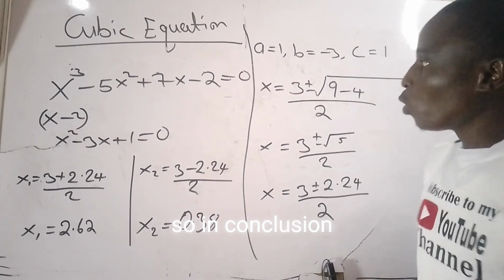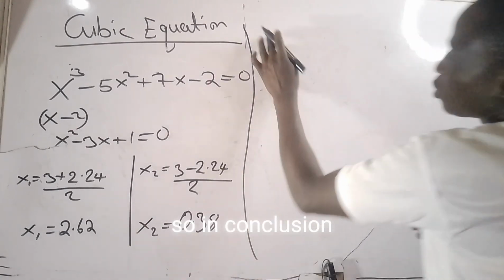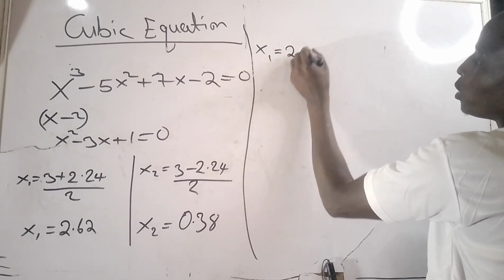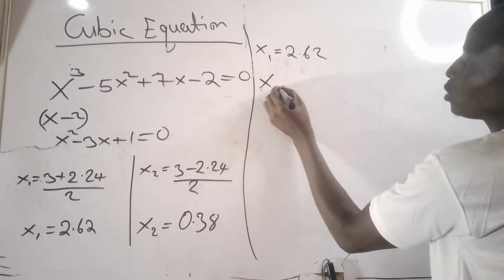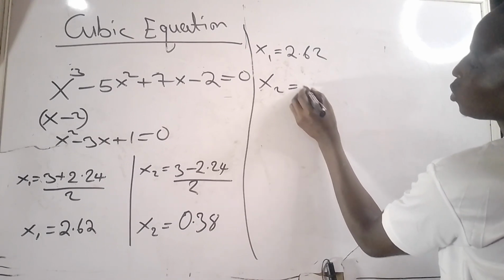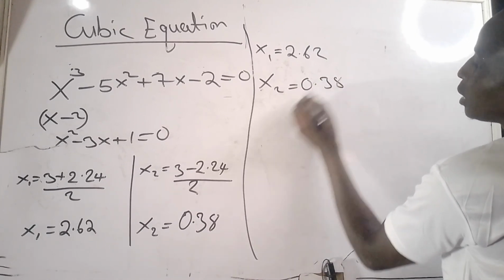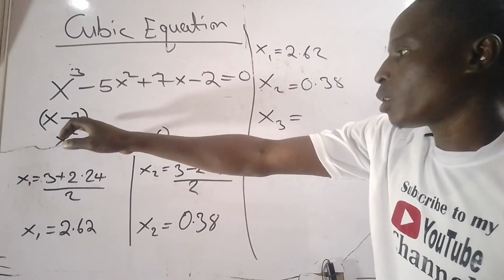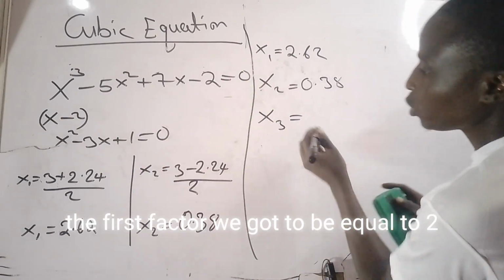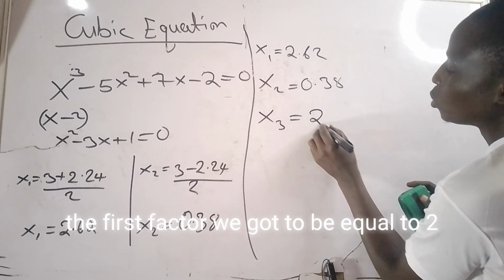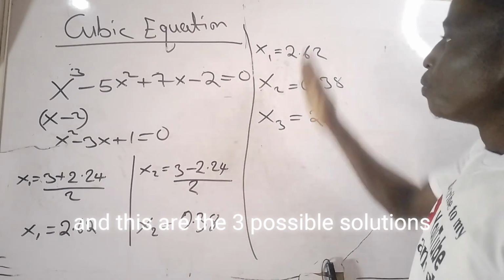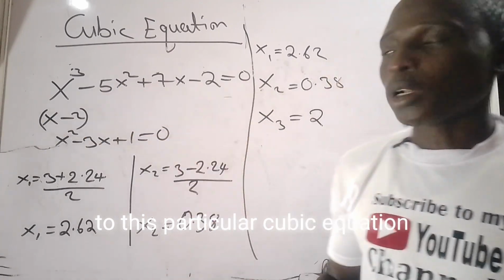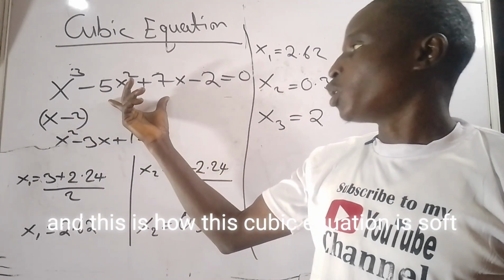So in conclusion, we can see that x1 is equals to 2.62, x2 is now equals to 0.38, and x3, which is the independent factor, the first factor we got, is equals to 2. And these are the 3 possible solutions to this particular cubic equation, and this is how this cubic equation is solved.